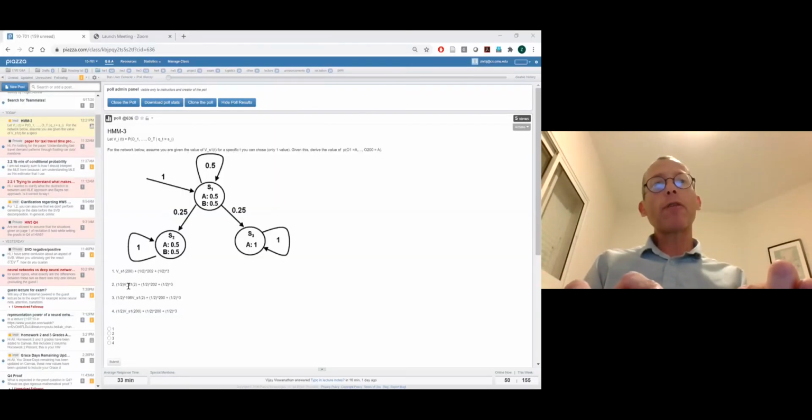So combining everything, we get a half over V of S1, 2, half to the power of 202 for S2, and half to the power of 3 for S3. And this is the solution.